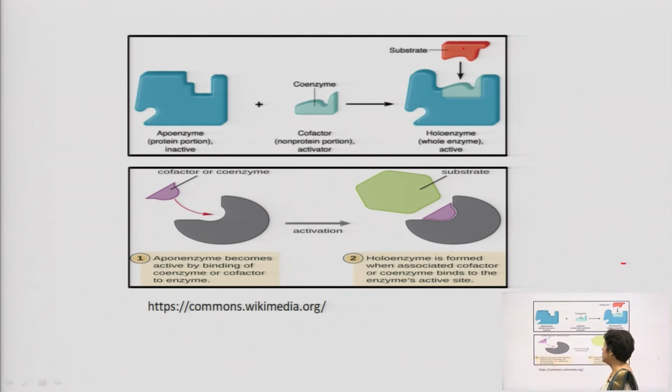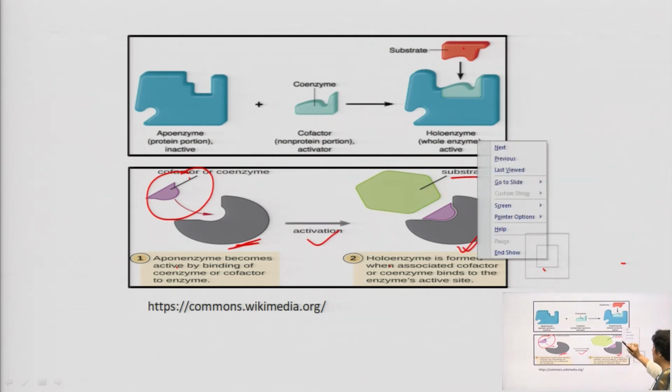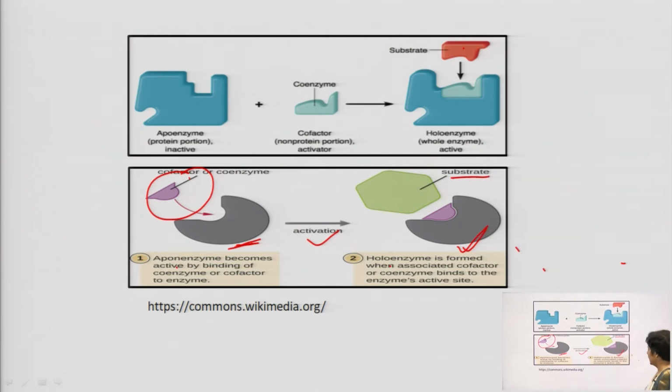Similarly, here also a cofactor is coming and combining with the apoenzyme, the protein part. The apoenzyme becomes active by the binding of this cofactor or coenzyme. एक्टिवेशन होगा और यहाँ पर ये जो सबस्ट्रेट है इससे इजीली फॉर्म हो जाएगा. The holoenzyme is formed when association with the cofactor or coenzyme binds with the enzyme active site.